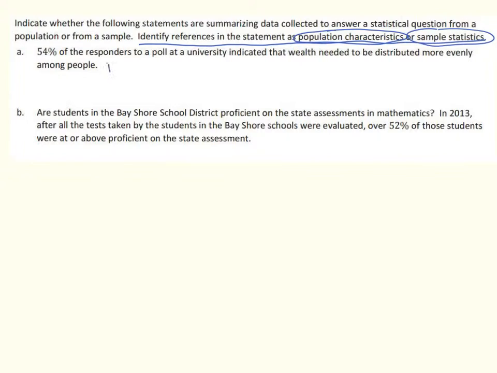Now, so our population is all students or all enrolled at the university. The sample, in which this case is a sample, okay, are those students who took the poll.